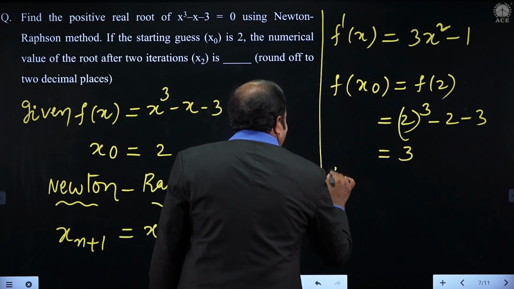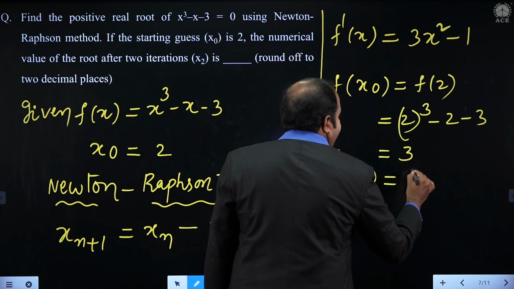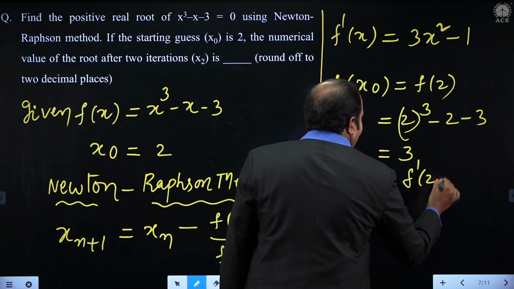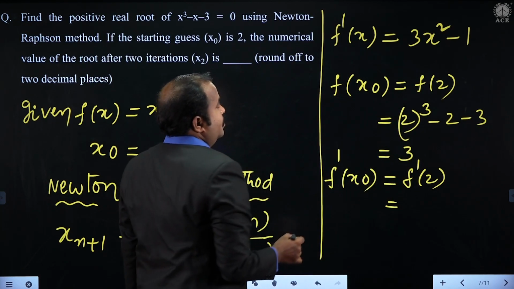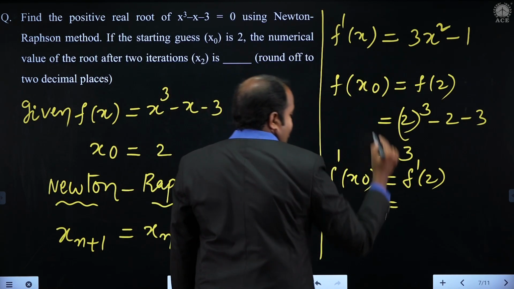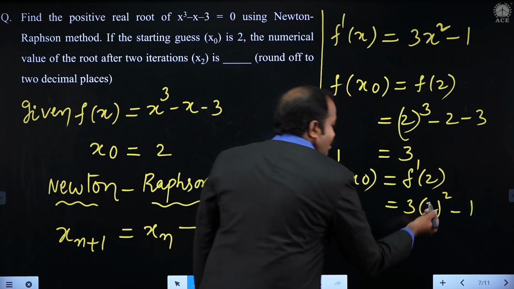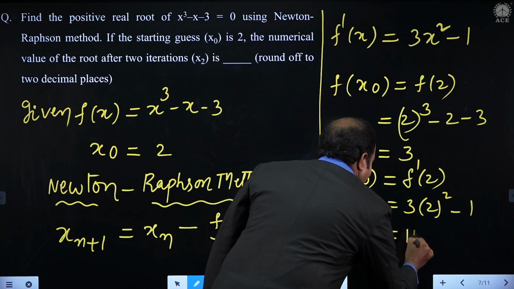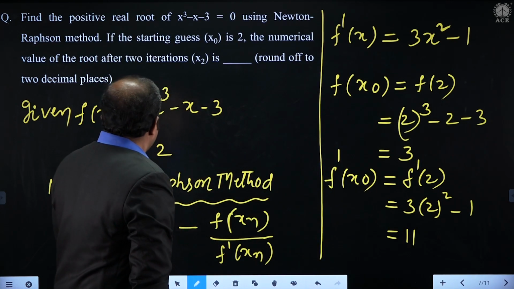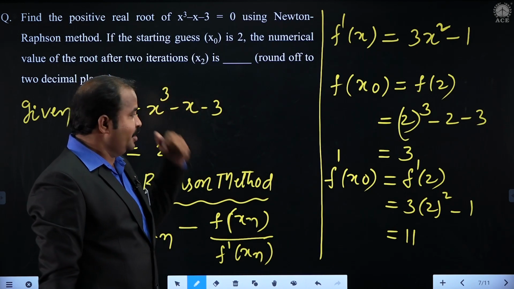Next, f dash of x naught value, that is f dash of 2 value. What is f dash of 2 value? This is f dash of x, so 3 into 2 square minus 1, that is 12, 12 minus 1 is 11. So this is the generalized formula. 2 iterations, second iteration value is required.